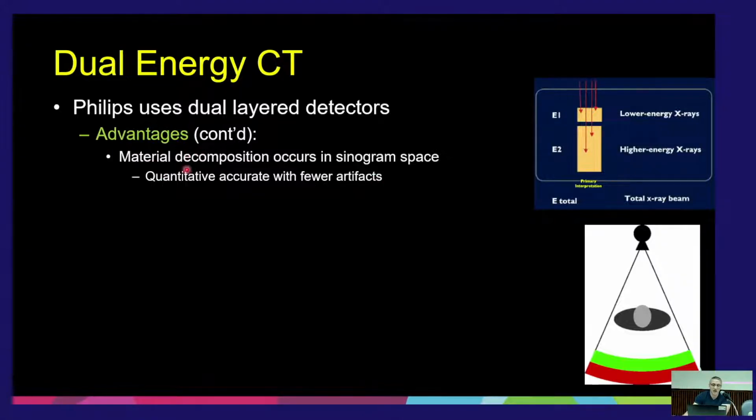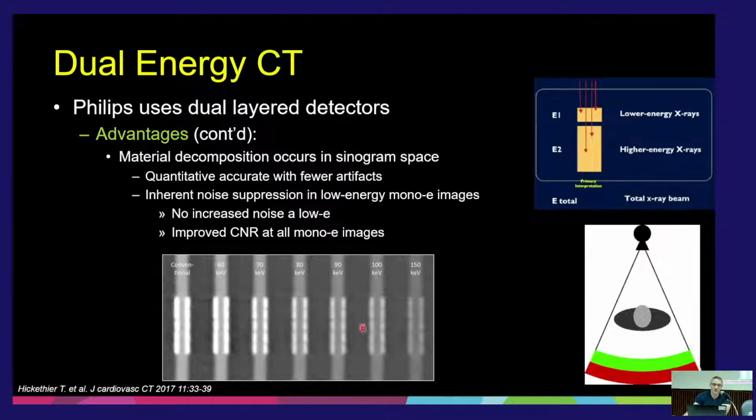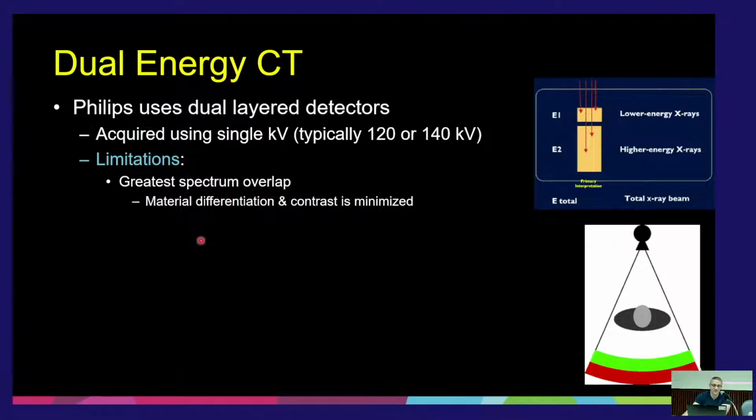Another advantage, because there is no scatter contamination from two tubes or no contamination of signal from the switching, you actually have fairly uniform noise in the Philips system. So we'll talk about the virtual monoenergetic images in a minute, but basically you can see the noise is consistent here. But because of the scattering contamination in Siemens and the switching contamination, the lower keV, the lower VMIs are a lot noisier in those two units.